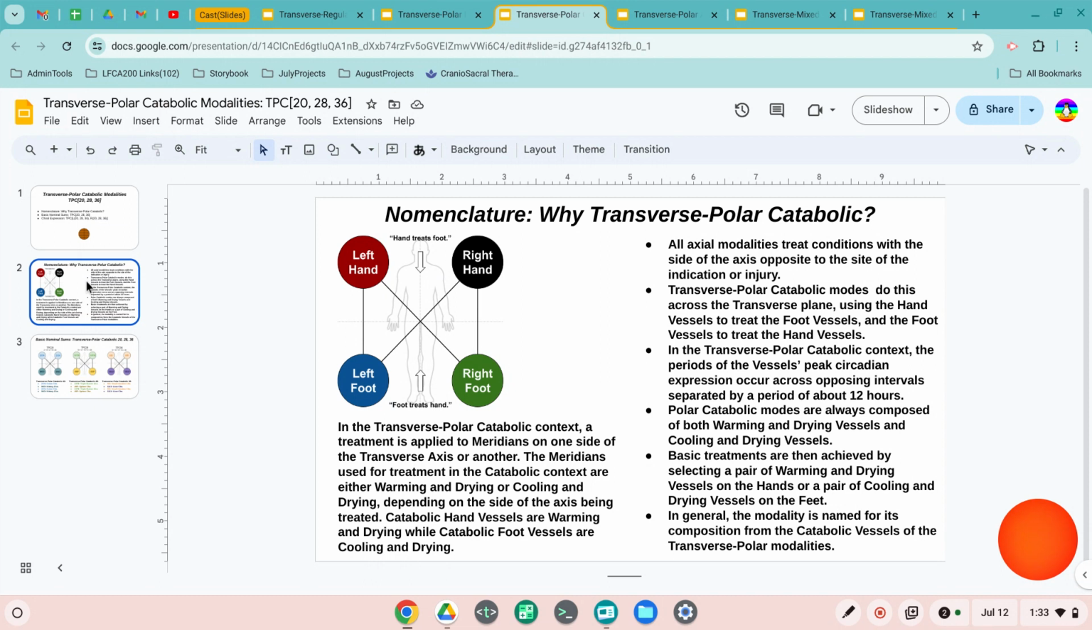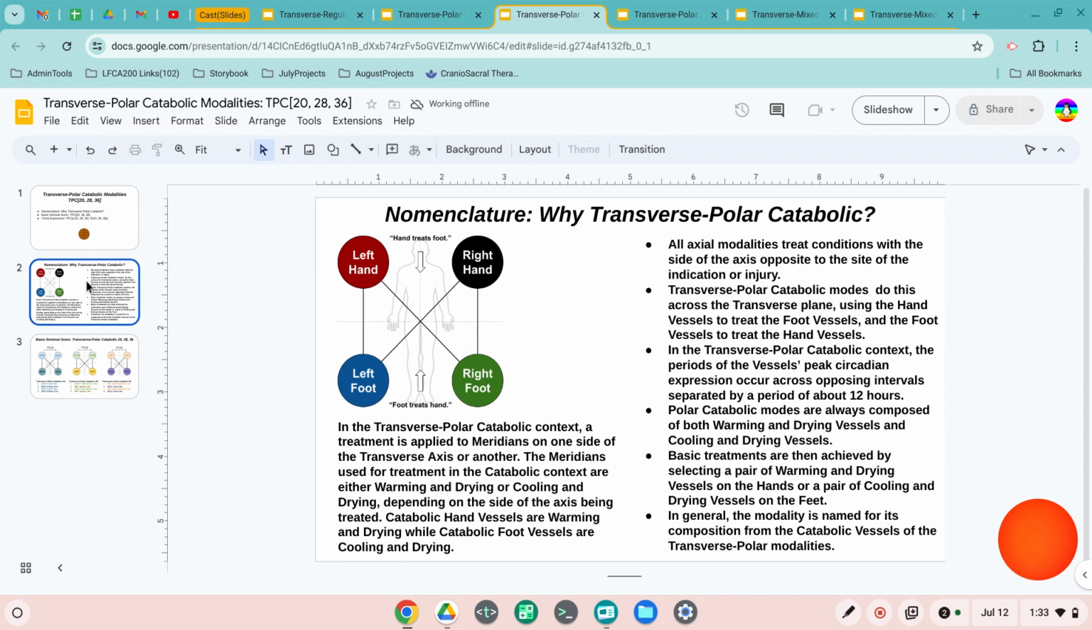Thus, the transverse polar catabolic modalities treat abnormal temperature variations across the transverse plane by either stimulating the hand's warming and drying meridians for the purpose of warming a patient suffering from a chill, or stimulating the foot's cooling and drying meridians in order to cool down hot conditions of fever. For the purpose of reinforcing the academic values given, a reading of the description behind the motives for the nomenclature will be provided here. The caption for the diagram found on the lower left-hand side reads as follows.